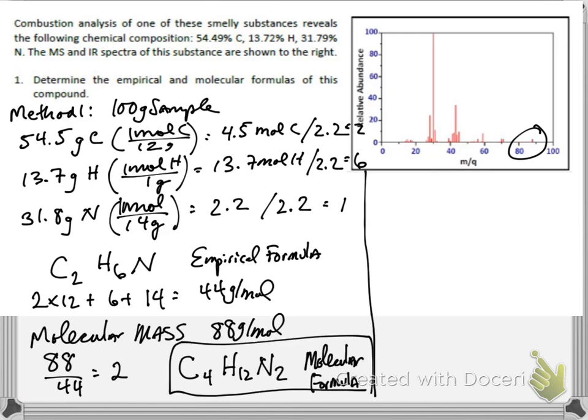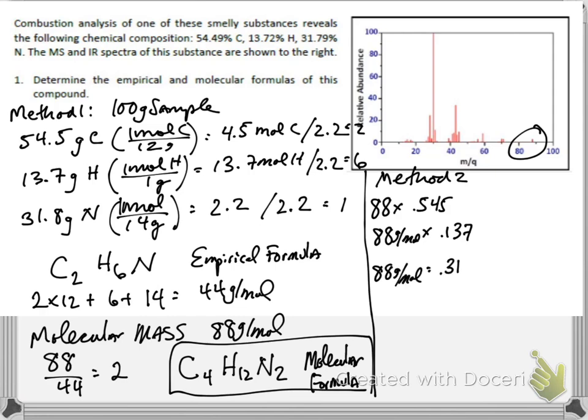We could have also done this with method 2, so we'll do that quickly. So here's method 2, 88 grams per mole times 0.545 gives us the grams of carbon. 88 grams per mole times 0.137 gives us the grams of hydrogen. And 88 grams per mole times 0.318 would give us the grams of nitrogen. When we do this calculation, we see we get 48 grams. So out of the 88, 48 grams is carbon. Divided by 12 gives us 4.